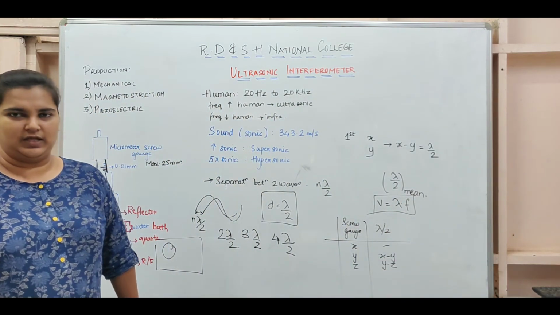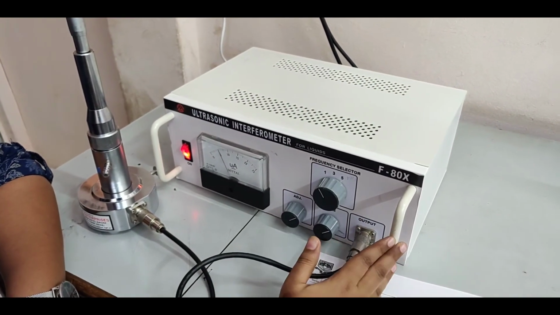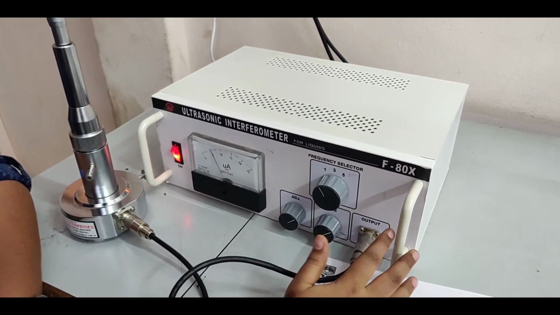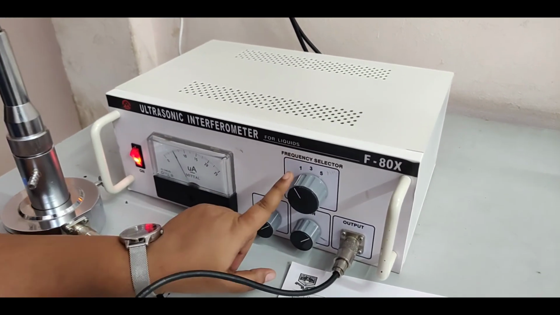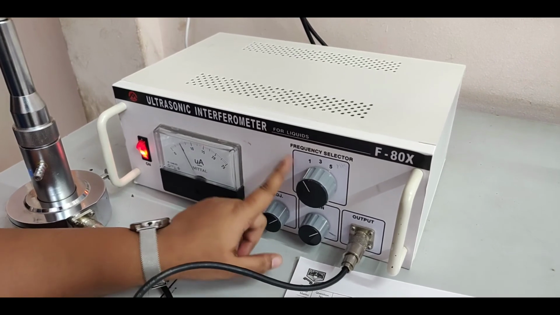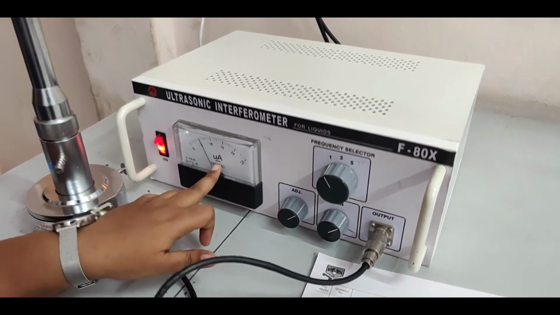So let's move to the experimental setup. This is the experimental setup of the ultrasonic interferometer. This box, as you can see, has a frequency selector. Our manufacturer has given us 3 possible frequencies: 1, 3 and 5 megahertz. This is the ammeter I was talking of.